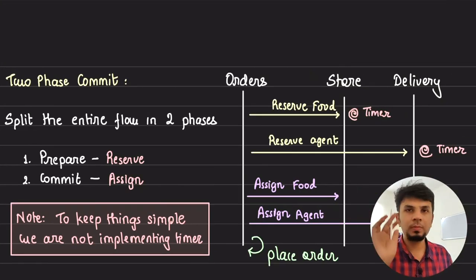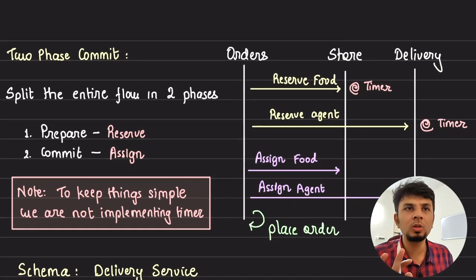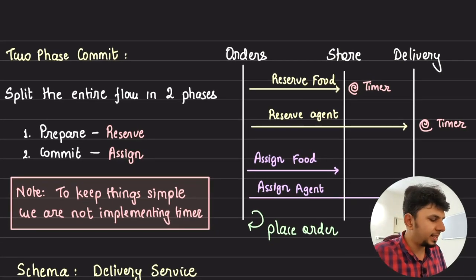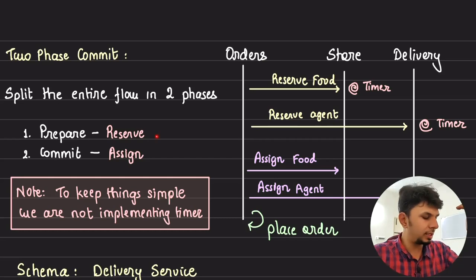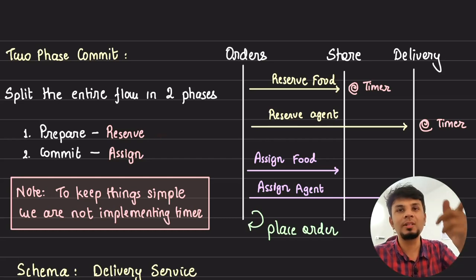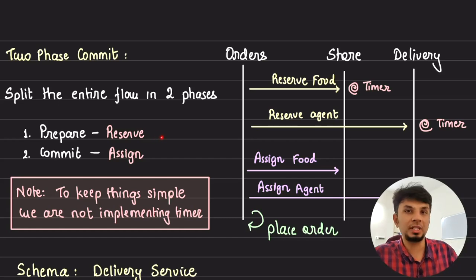So the two-phase commit protocol is pretty simple. What it says is that it just splits the solution into two parts, not the problem, the solution, into two parts. The first phase is the reservation phase or the preparation phase.